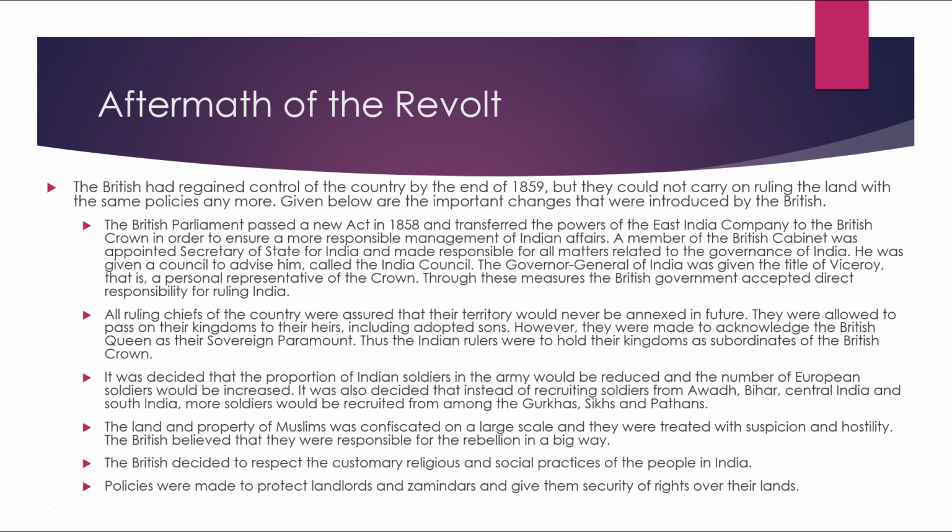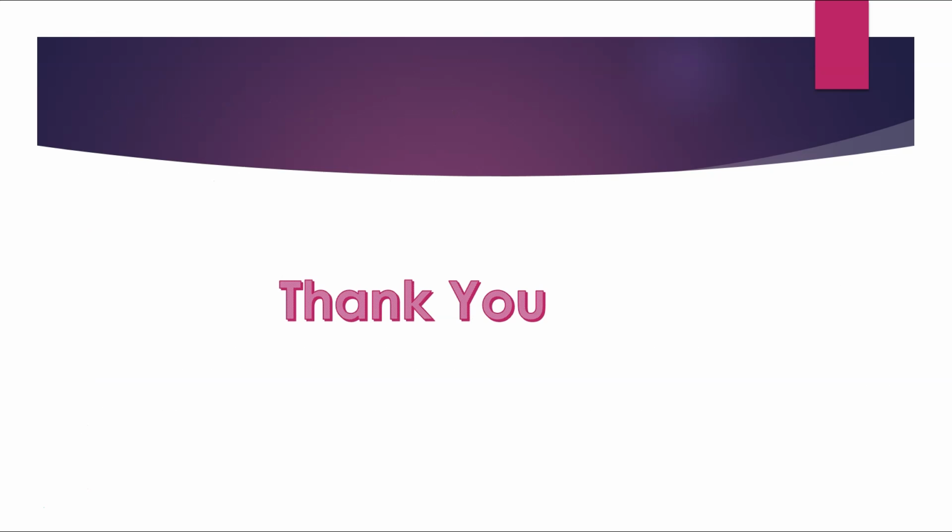The land and property of Muslims was confiscated on a large scale and they were treated with suspicion and hostility. The British believed that they were responsible for the rebellion in a big way. The British decided to respect the customary religious and social practices of the people in India. Policies were made to protect the landlords and zamindars and give them security of rights over their lands.